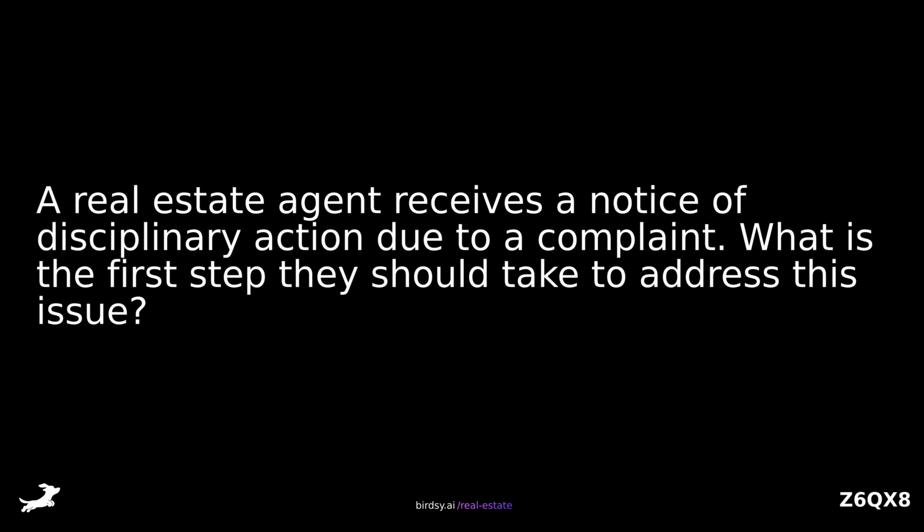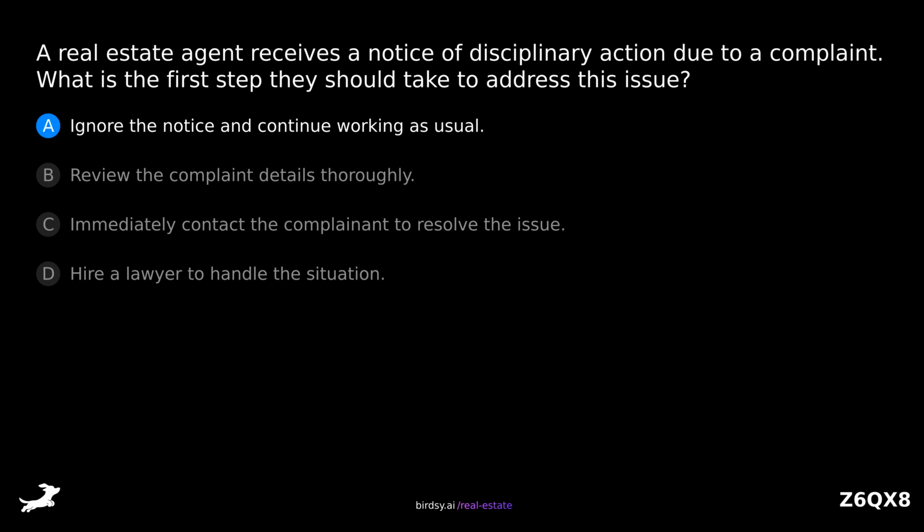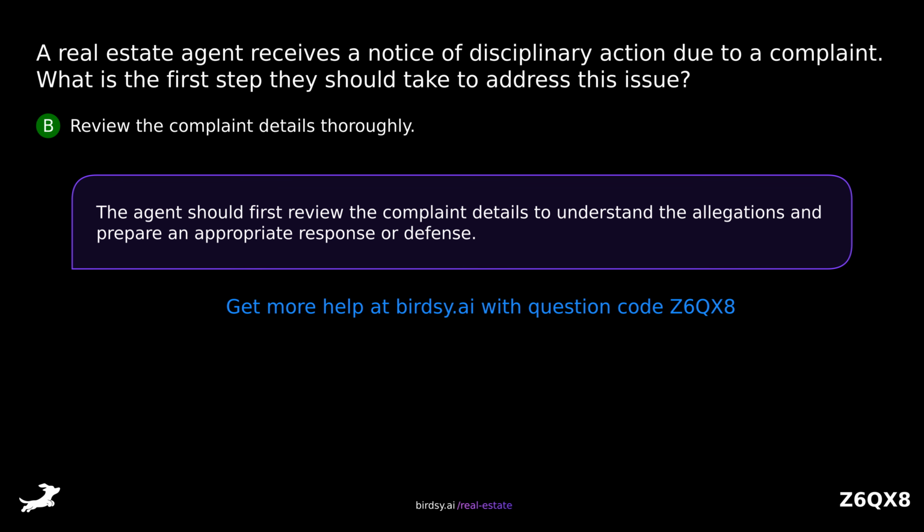A real estate agent receives a notice of disciplinary action due to a complaint. What is the first step they should take to address this issue? Is it A, ignore the notice and continue working as usual? B, review the complaint details thoroughly? C, immediately contact the complainant to resolve the issue? Or D, hire a lawyer to handle the situation? The answer is B, review the complaint details thoroughly. The agent should first review the complaint details to understand the allegations and prepare an appropriate response or defense.